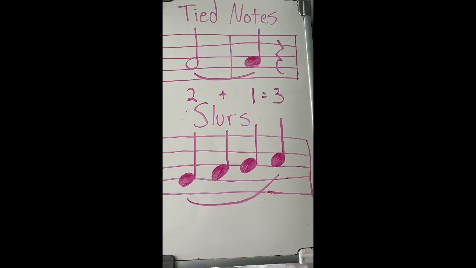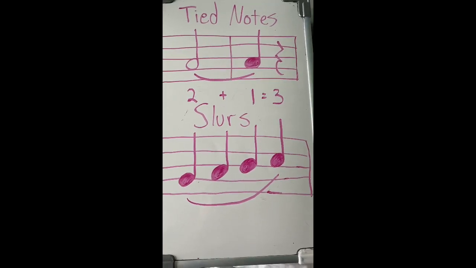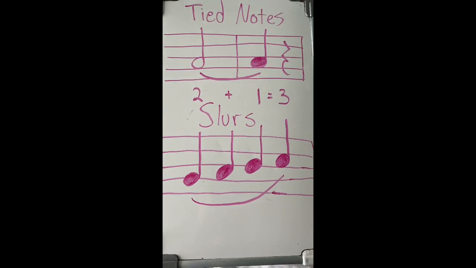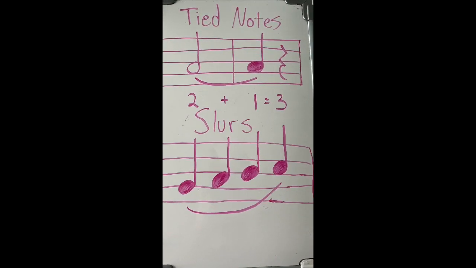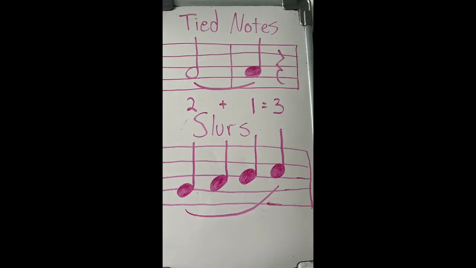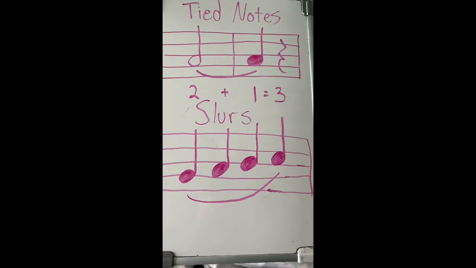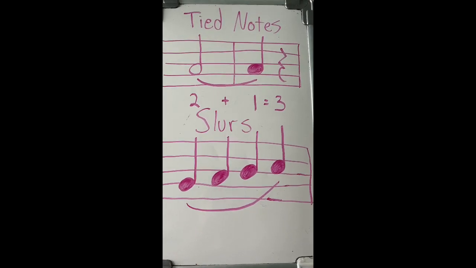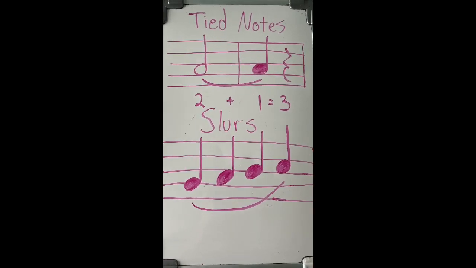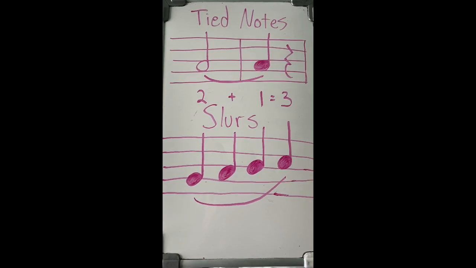It's really important that we learn how to play tied notes and slurs because they're a part of our next belt test. We are going to be working on a new song called The Ghoulie Song. It's a little creepy sounding, and in that song are tied notes and slurs, and sometimes tied notes and slurs at the same time. But I'll explain that when we get there.